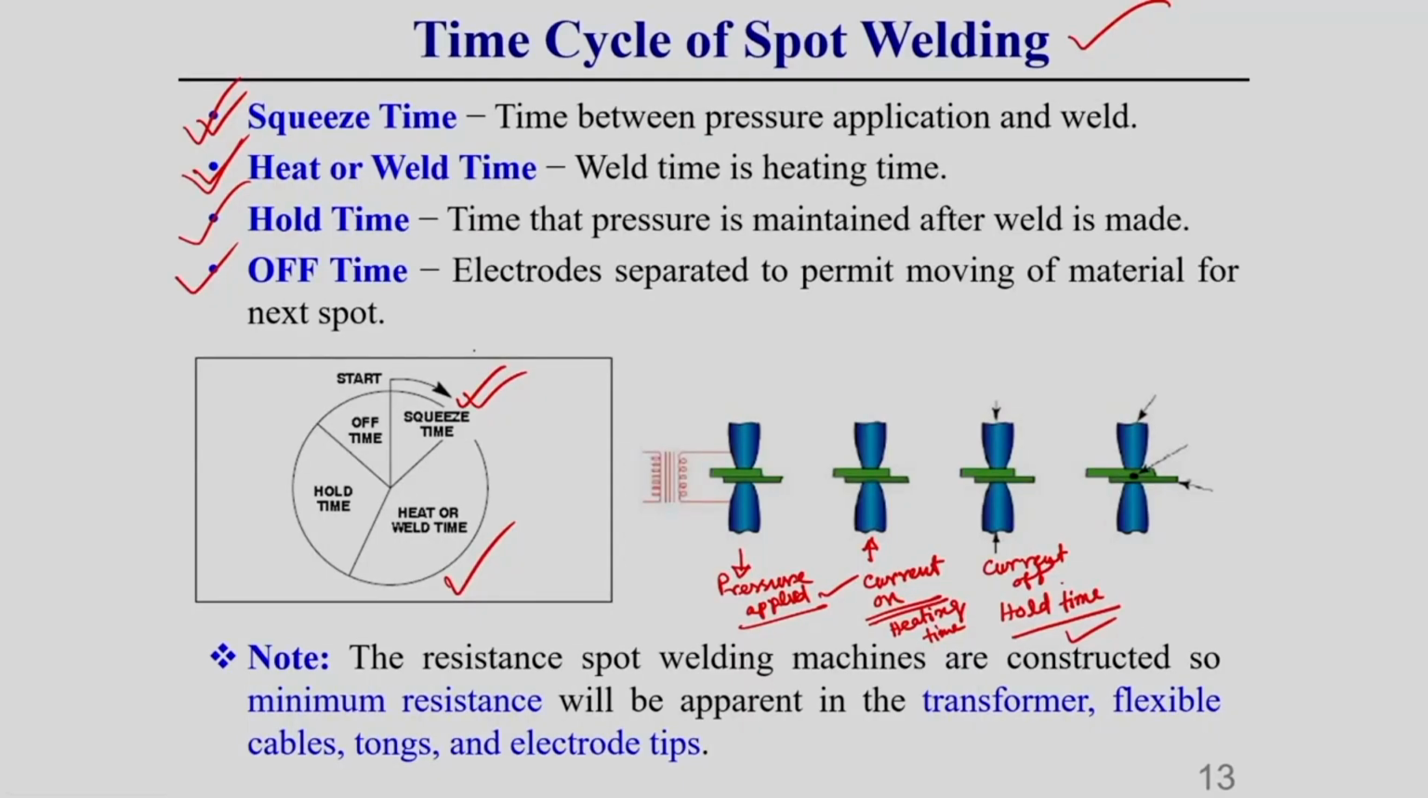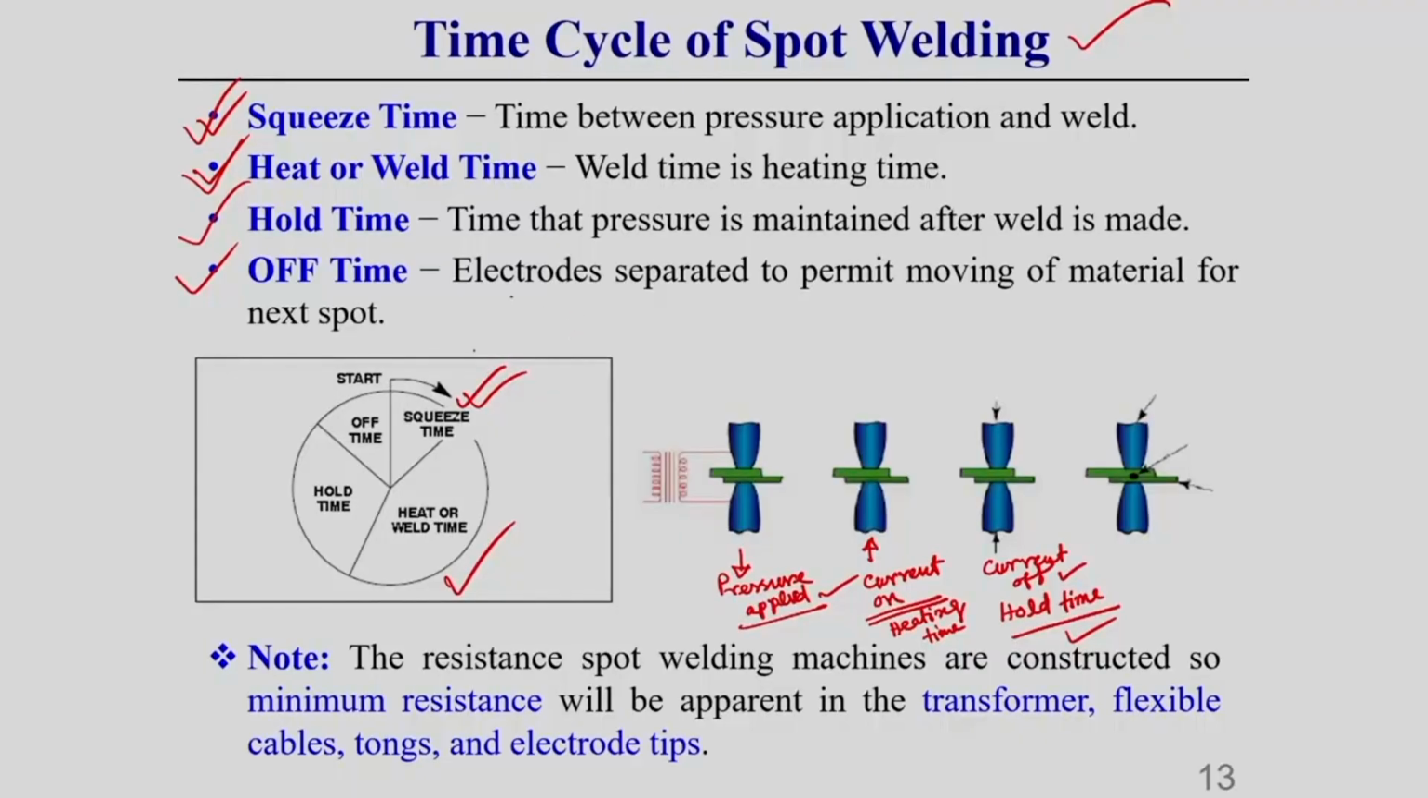Otherwise, if you release immediately after switching off the current, there is a chance of splashing out of this molten material from that region, removing the molten material from the region. So there can be a chance of defective welds. That is why some hold time is required. In hold time only pressure is on, but current is off. After that, for the next spot welding, the machine is switched off, which is called off time. At that time the electrode is separated to permit moving of material for the next spot. You just keep it in mind, this is called off time.